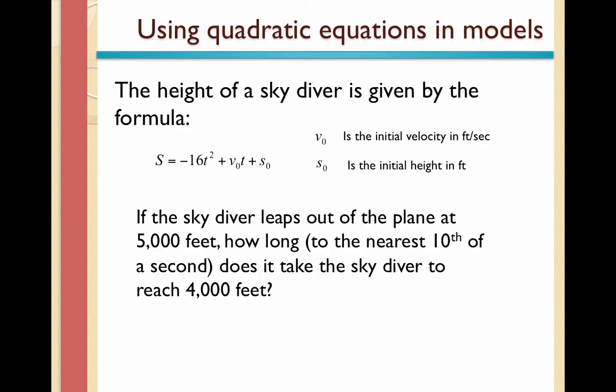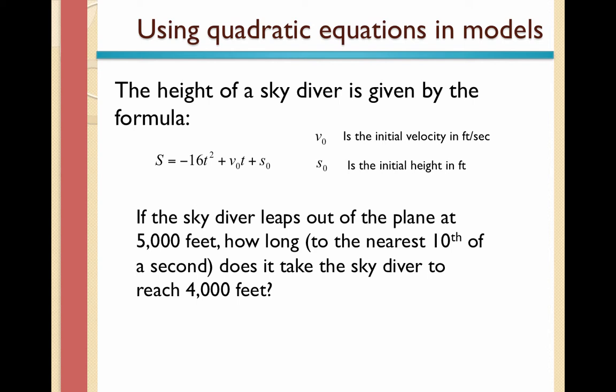All right, one more problem, a practical problem. We're going to go skydiving. We have a formula which gives us the height of a skydiver. So S, the big S, capital S, represents the height. The V0 represents the initial velocity, so how fast is that skydiver going at the beginning of the time that we're interested in? And how high is the skydiver? So that's S sub 0.